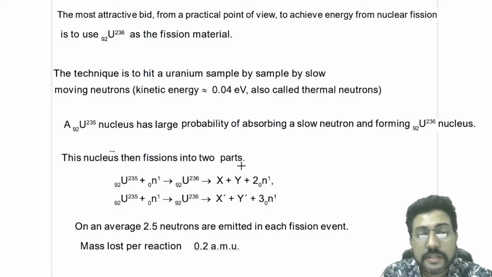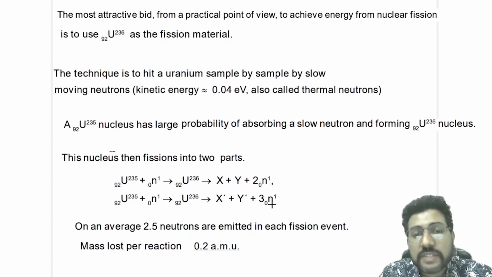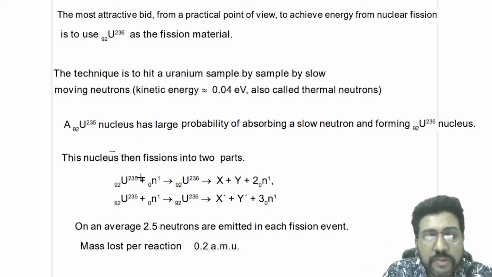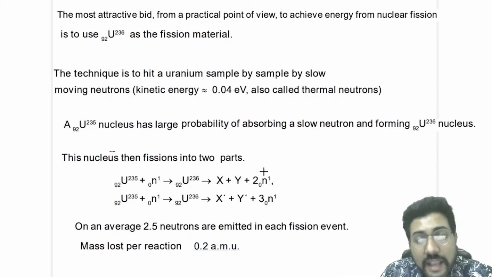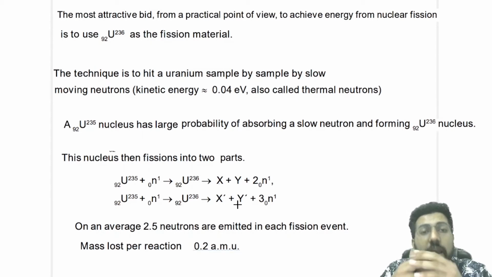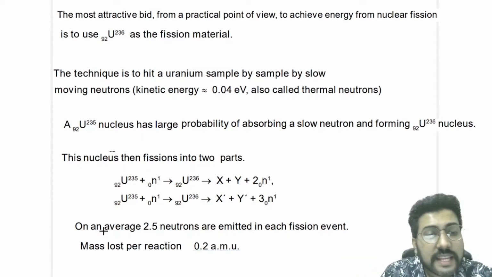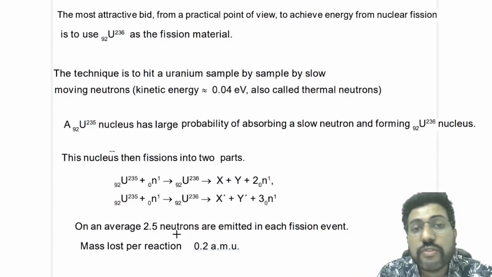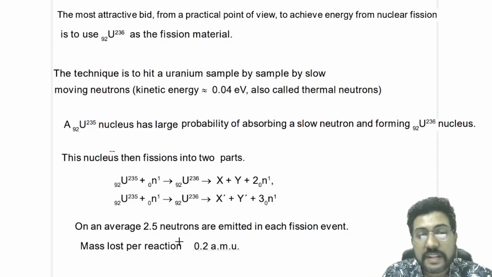It can be anything. Now see, when X and Y are formed, two neutrons are released. When X dash, Y dash are formed, three neutrons are released. So although one neutron is striking the uranium-235, it is again producing two more neutrons. In this reaction, it is producing three new neutrons. In some other reaction, it will produce four new neutrons. So among all these reactions, it is said that on an average, from one reaction, 2.5 new neutrons are produced in a fission event.